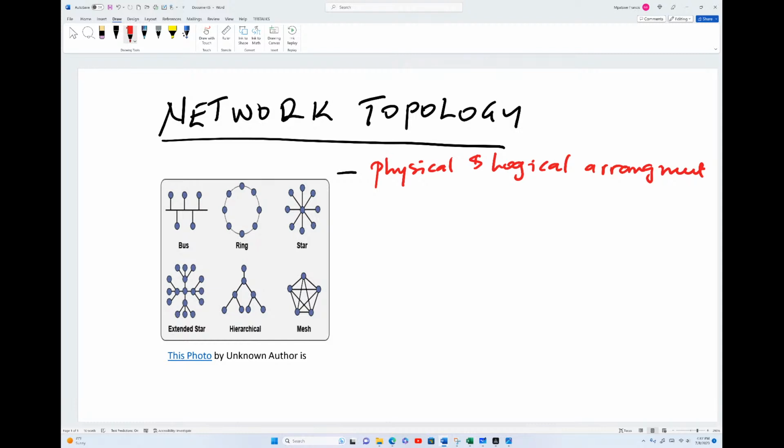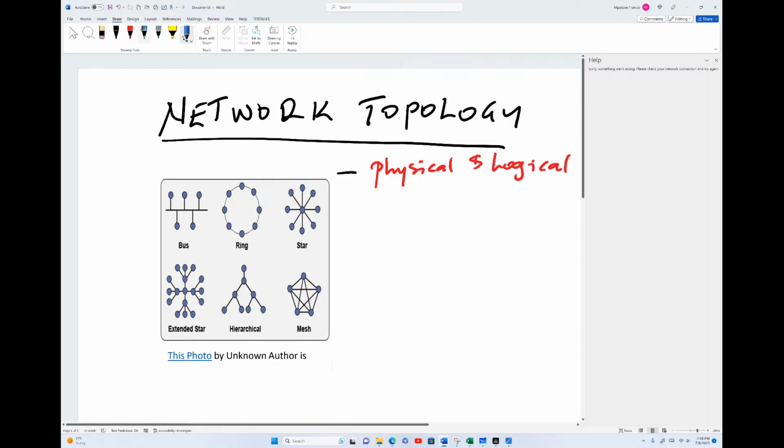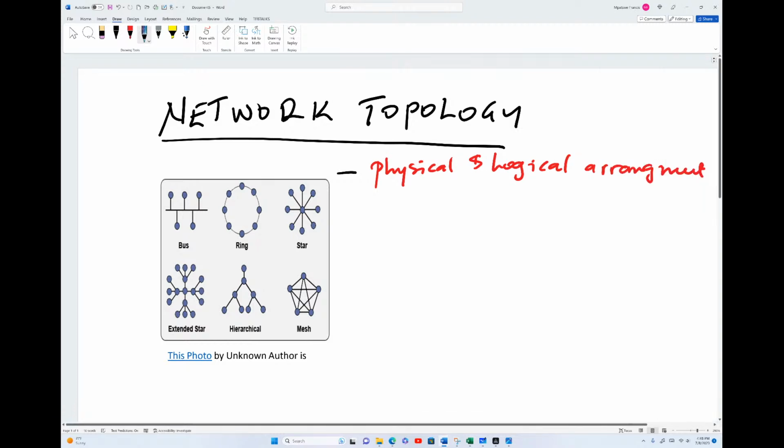When you have different devices, you could have computer devices such as the keyboard, the monitor, the CPU. Whenever you have these types of devices, how they are arranged, how they are connected, how they are put on a network is what we call the network topology.